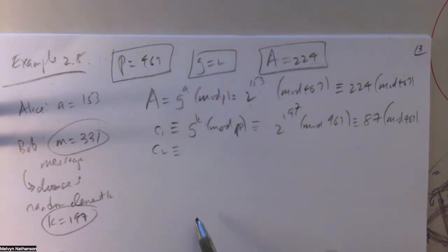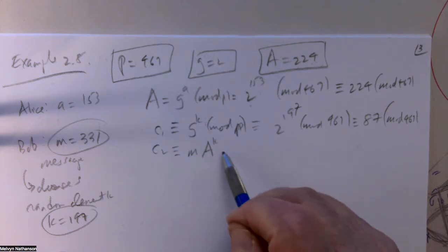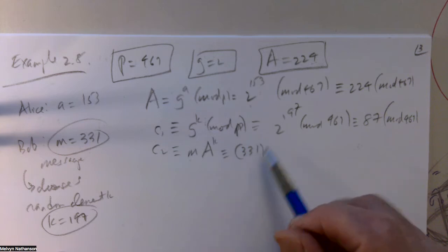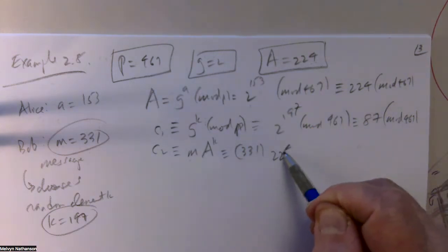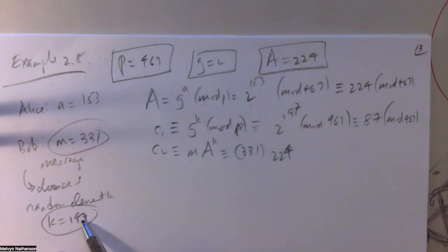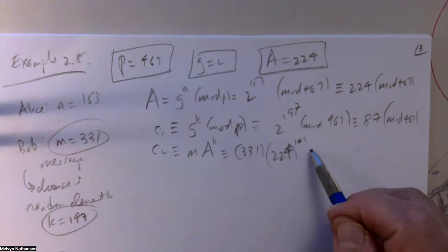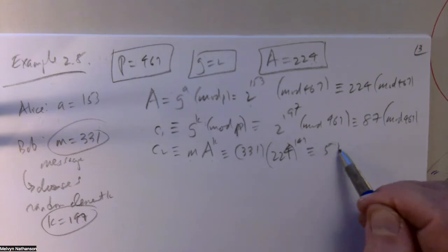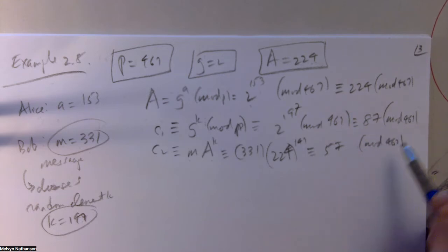And C2 is going to be the message M times A to the K. The message Bob wants to send is 331. Capital A is the number Alice published. That's 224. And Bob is going to raise that to his secret number K, 197. So when you calculate this, lo and behold, this just turns out to be the number 57 mod 467.